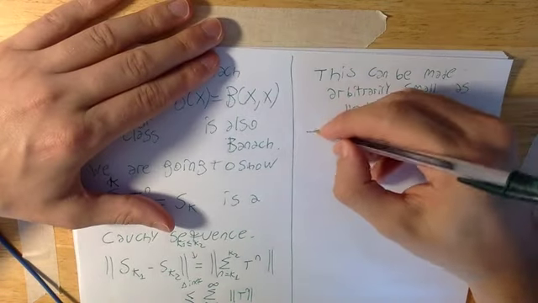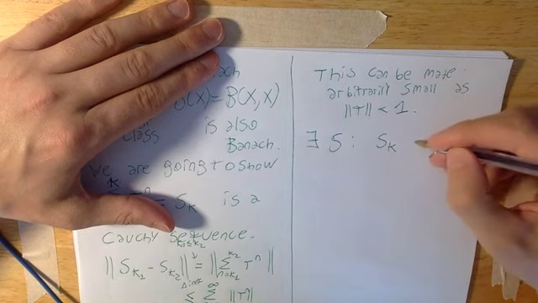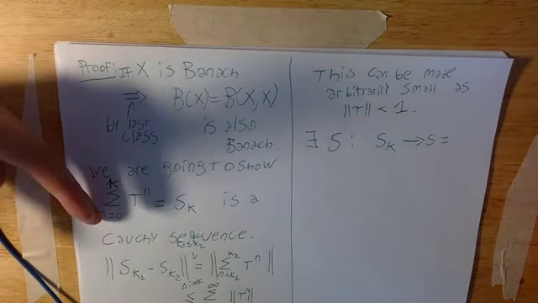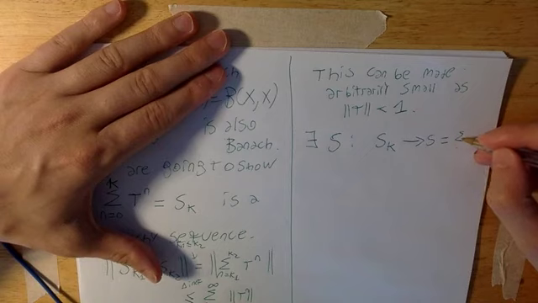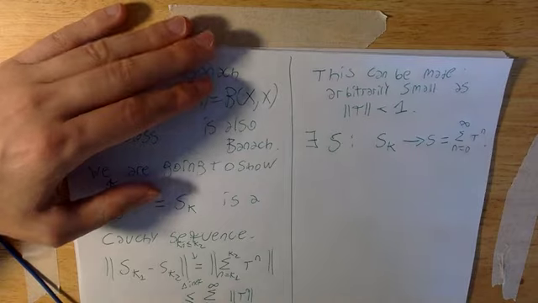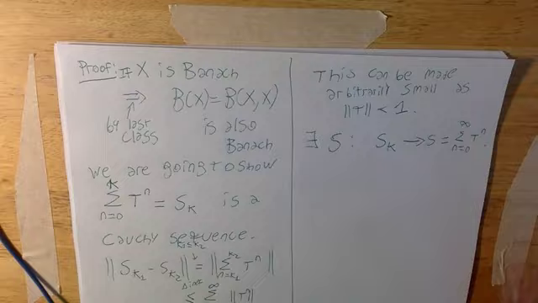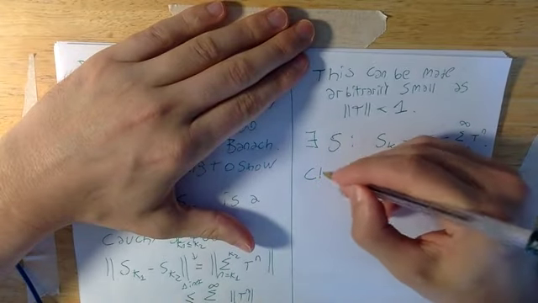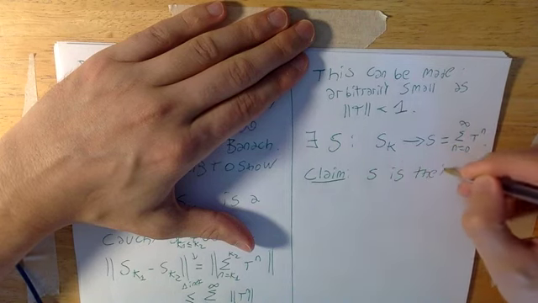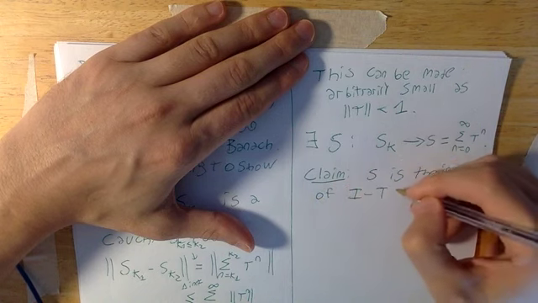Then there exists S such that s_k converges to S, and we are just denoting this as the limit of the series, which is the sum from n equals 0 up to infinity of t to the n. Okay, so the next property that we need to show is that S is the inverse of I minus t. So the next claim is that S is the inverse of I minus t.